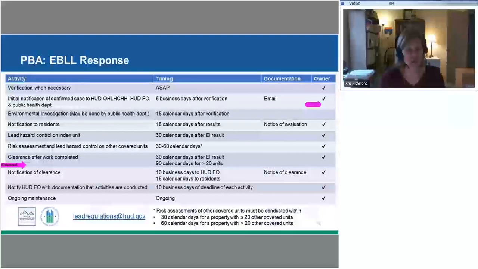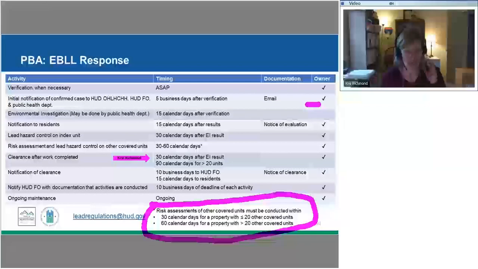Clearance has to be achieved after the work is completed, and the amount of time really depends on how many other coverage units are in the property. There's a little footnote down here that you can see. It depends on whether there are more than 20 other coverage units or less than 20 other coverage units. The HUD guidelines, that's a resource document that Les talked about. I think we have a picture of it later on at the end of our session here. Chapter 16 of the HUD guidelines provides a lot of detailed information about environmental investigations and sample sizes and that type of thing. So check that out as well.